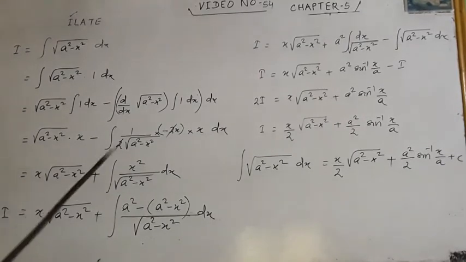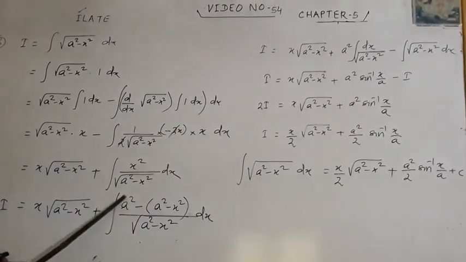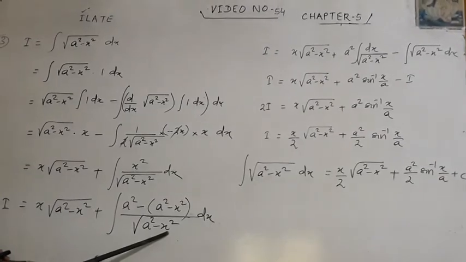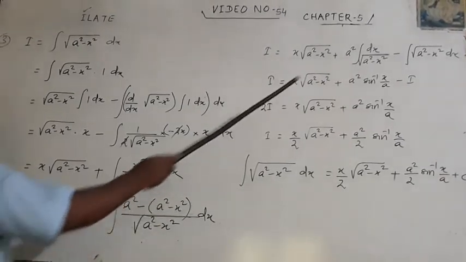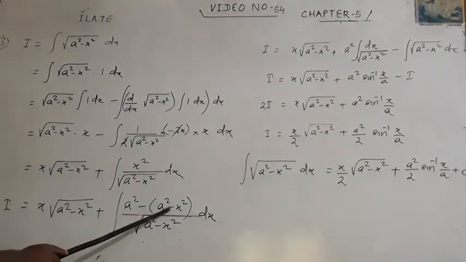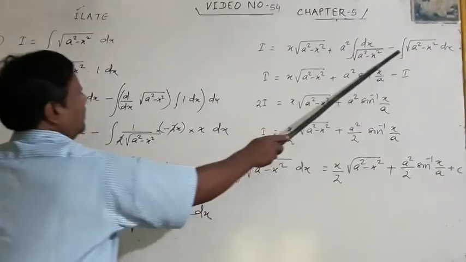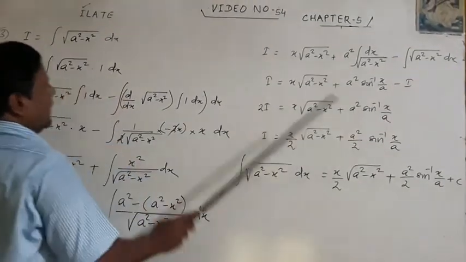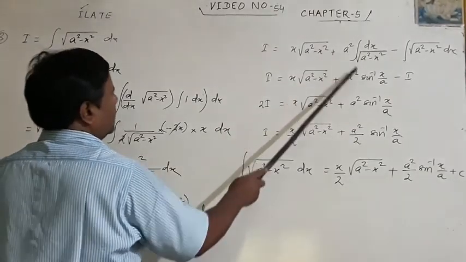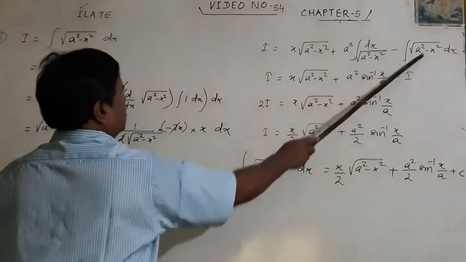I is there: x√(a²−x²) plus a²/√(a²−x²), so it is dx/√(a²−x²), minus plus, it is minus (a²−x²)/√(a²−x²), which is √(a²−x²) dx. So I equals x√(a²−x²) plus a² times the formula of sin⁻¹(x/a) minus this is I.